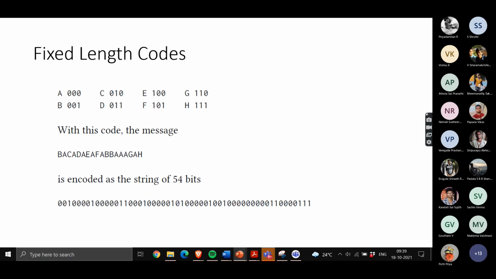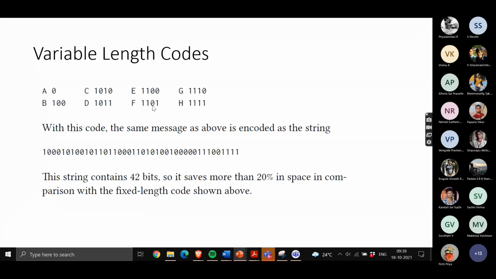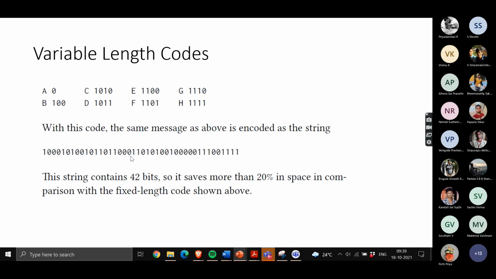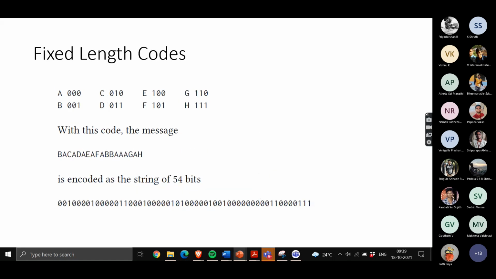So now I want to represent the same message, and if I am using the variable length coding scheme, then your bit string will be like this. If you compare this string with this string, you can see this bit string is lengthier than this string, right? So in the fixed length scheme, in this particular scheme, the disadvantages.